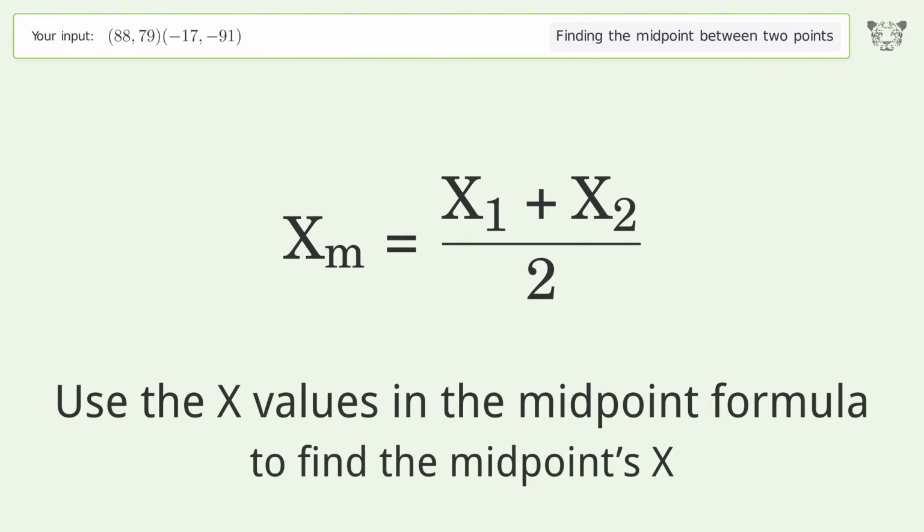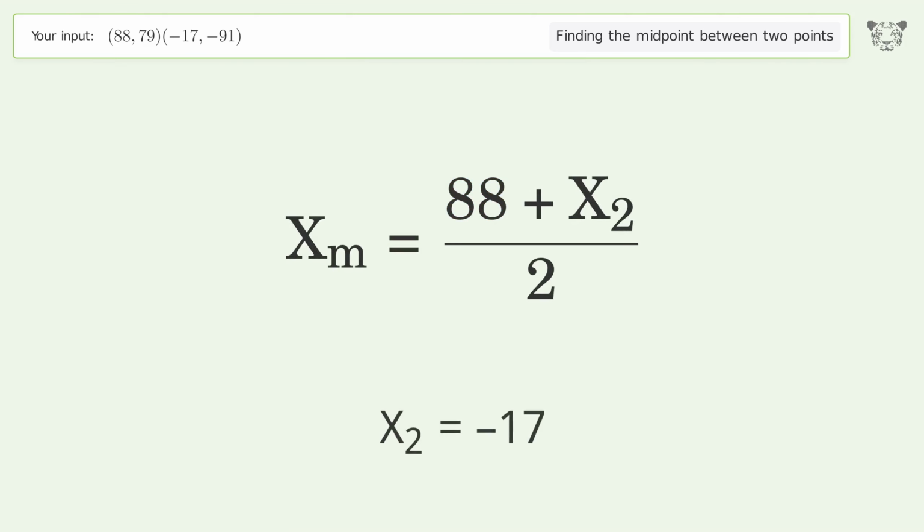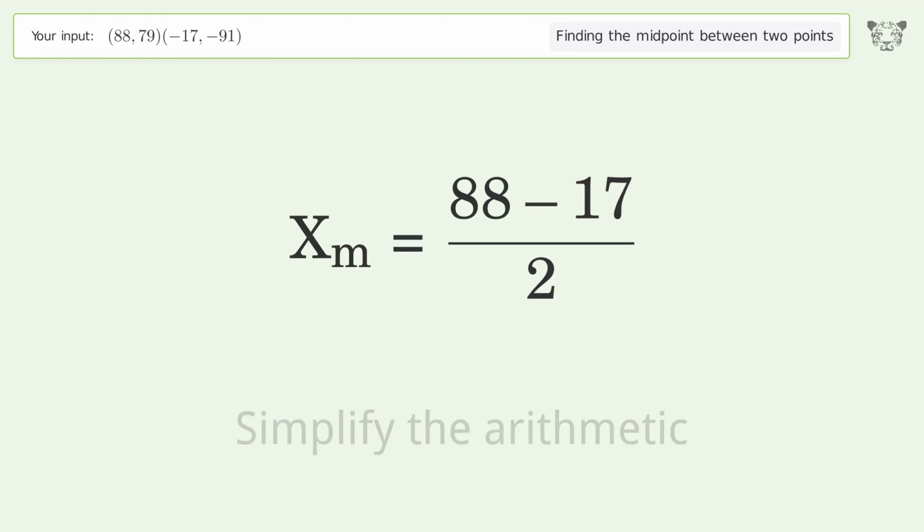Use the x values in the midpoint formula to find the midpoint's x. x1 equals 88. x2 equals -17. Simplify the arithmetic.